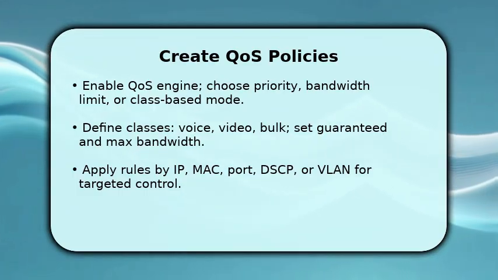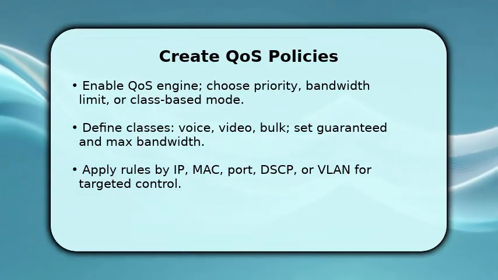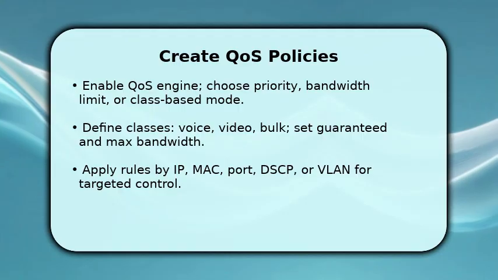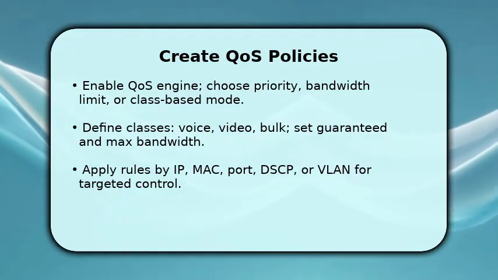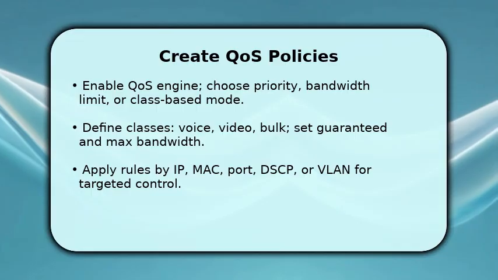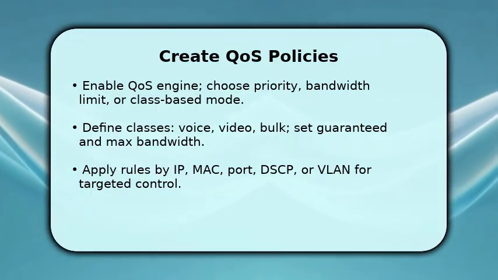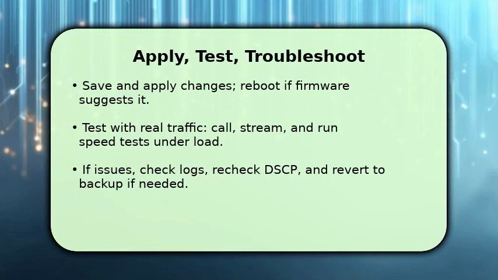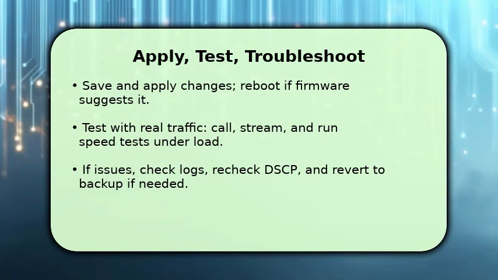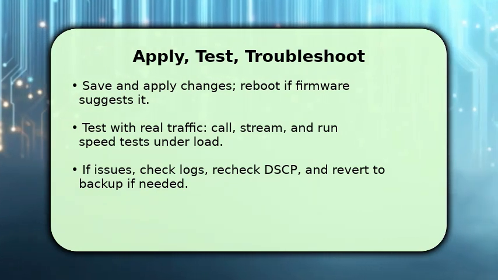Then map traffic to classes using IP addresses, MAC, ports, DSCP markings, or VLAN ID. This mapping ensures the router recognizes and treats flows correctly during congestion. Apply your changes and, if recommended, reboot the router to ensure rules load cleanly.